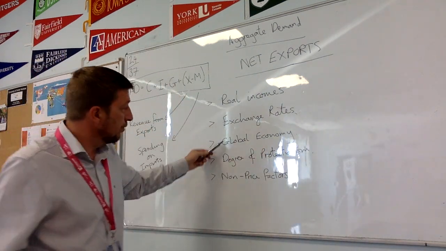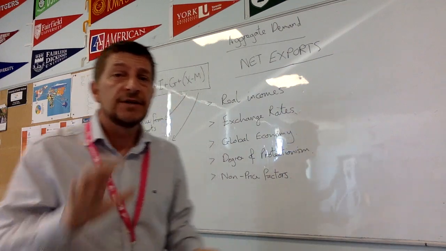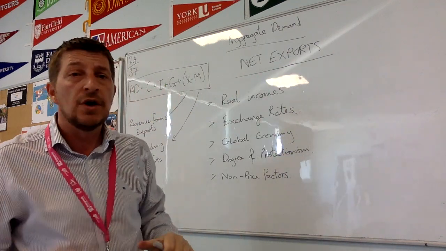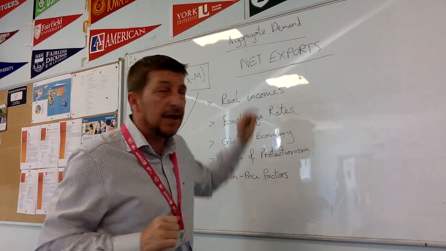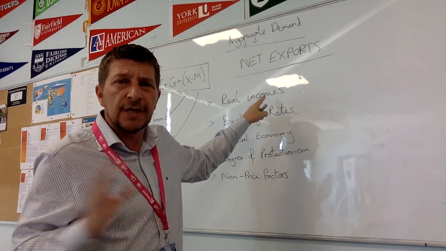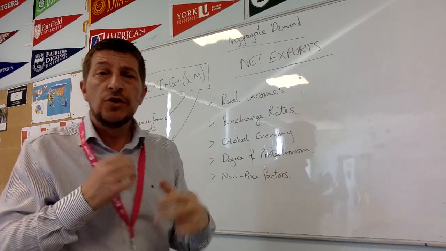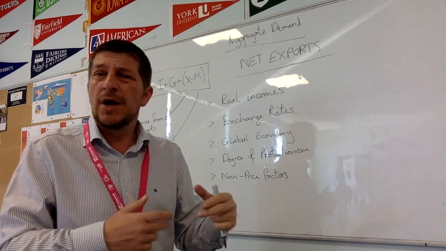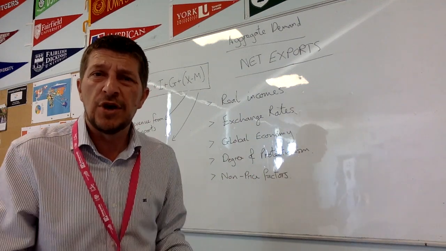So think about this. There are 5 main factors that might impact on the level of net exports in a country. So the first thing is this: real incomes. Now we should understand the word incomes. That's perfectly easy. So you do a job, you get a wage. You do a job, you get a salary. You invest something, you might get a return on investment.